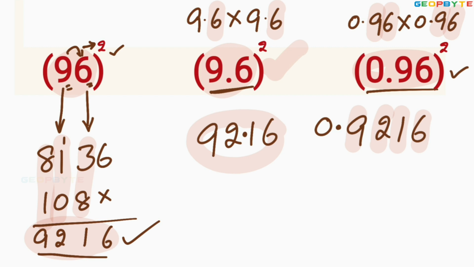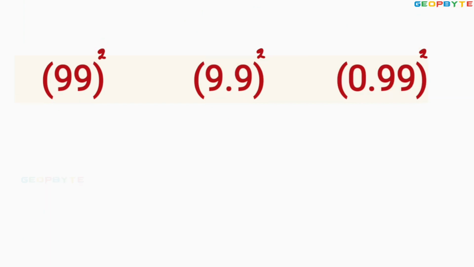In the same way, look at the number 99 whole square. First you square this 9, 81. Then squaring this other 9, 81. Then multiply 9 and 9. 9 into 9 equal to what? 81. 81 into 2 equal to 162.